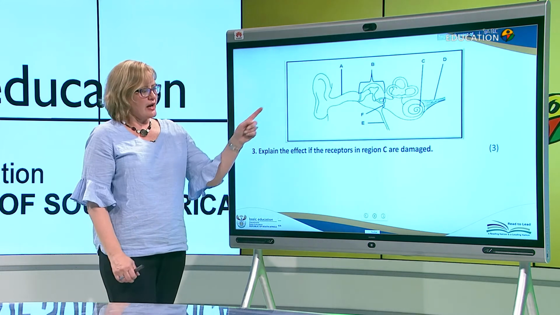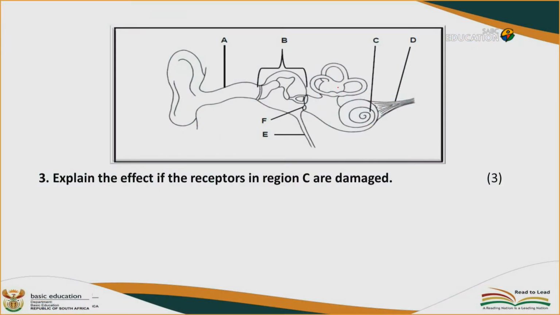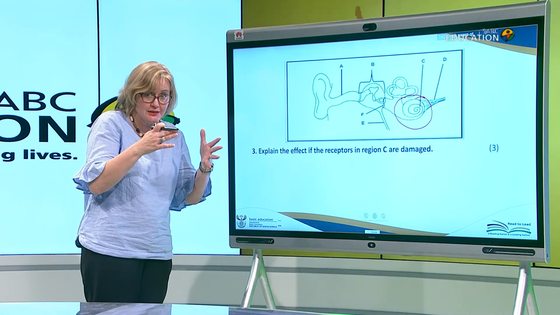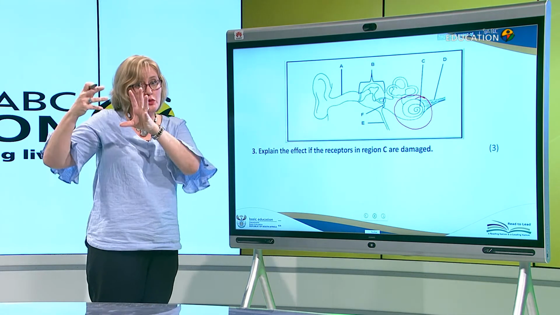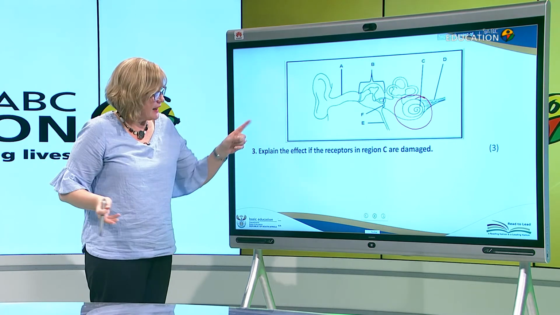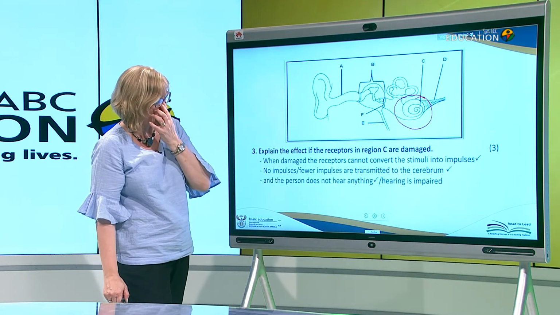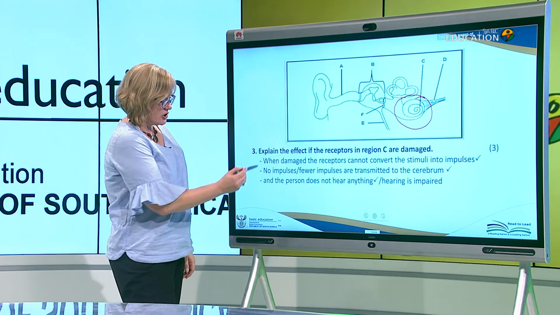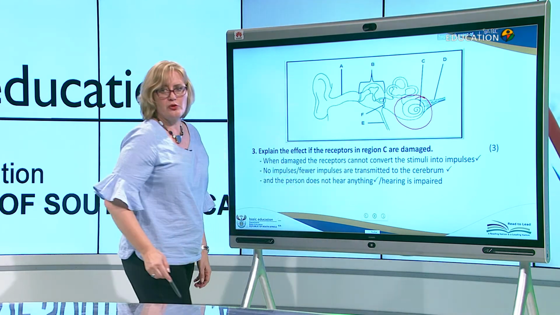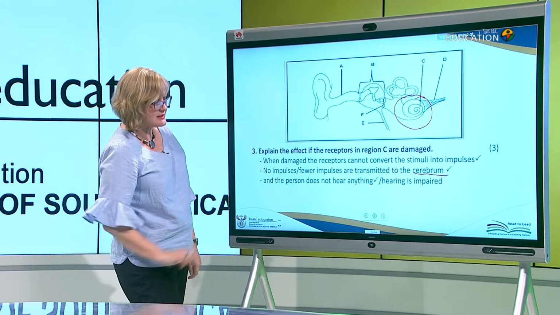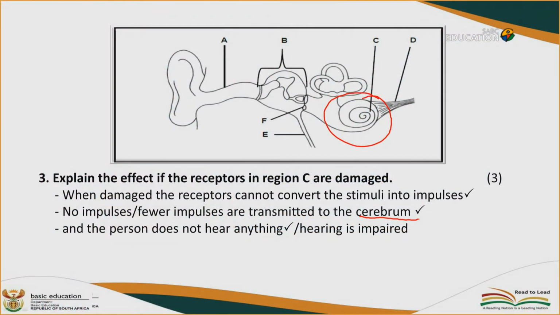Next question, same diagram. Explain the effect if the receptors in region C are damaged. Now, where's region C? There it is, the cochlea. Which receptors are there? Only the organ of Corti. What do they do? They convert the stimuli into a nerve impulse, which is carried by the nerve. So already you know if that is damaged, what won't happen? The stimuli won't be converted. Yeah, so when damaged, the receptors cannot convert the stimuli into impulses. No impulses are transmitted to the cerebrum. Can you see? Cerebrum, not brain, cerebrum. And the person does not hear anything, or there's hearing lost, or hearing impaired.